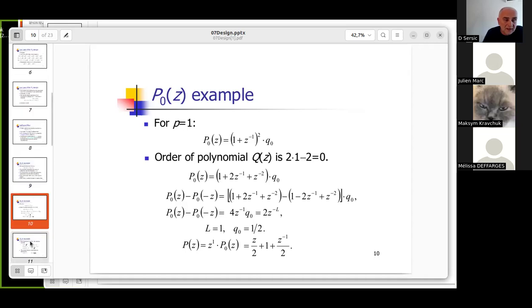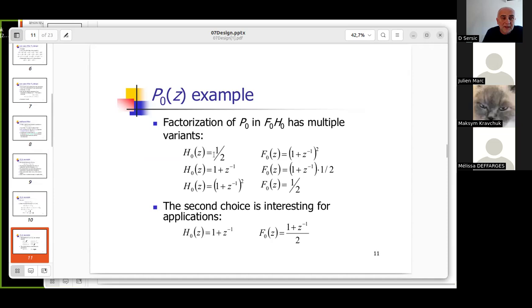There are many possibilities how to do that. For example, I can put 1/2 on one side and the remaining part on the right-hand side. It's crazy because this is not a filter, it is only a wire, more or less. But it is also a system that will provide the non-distortion condition.